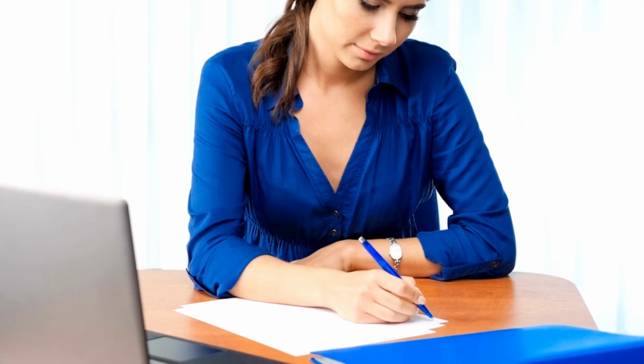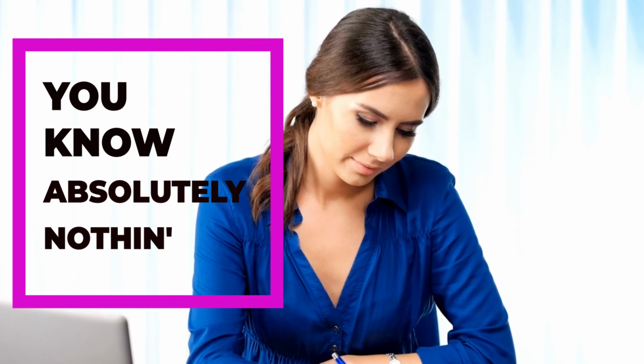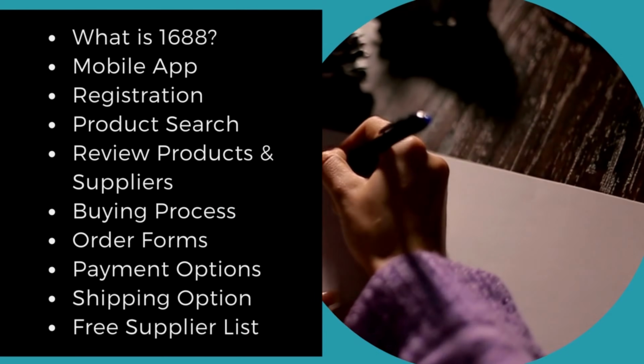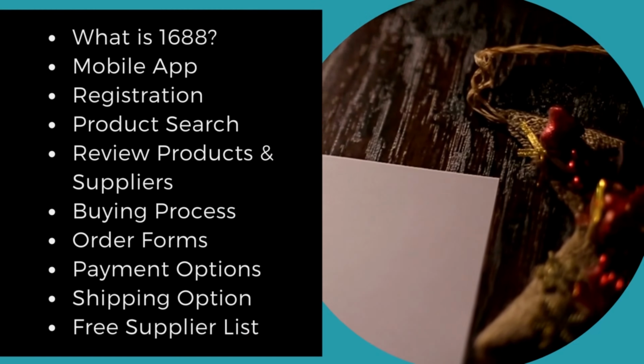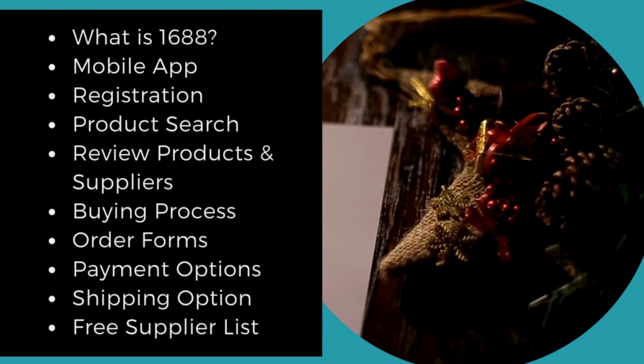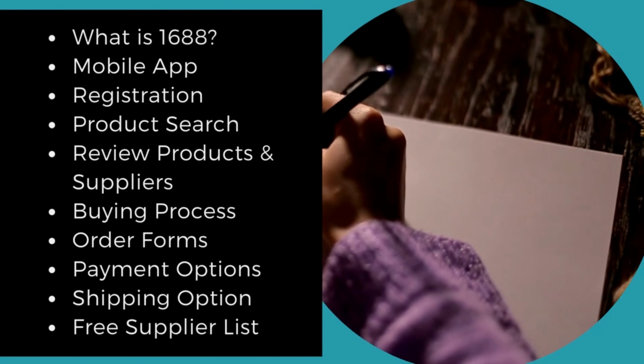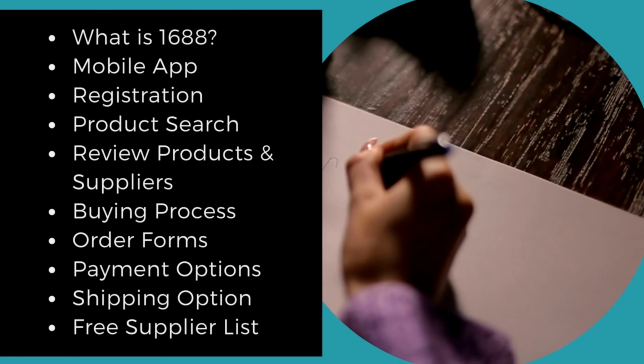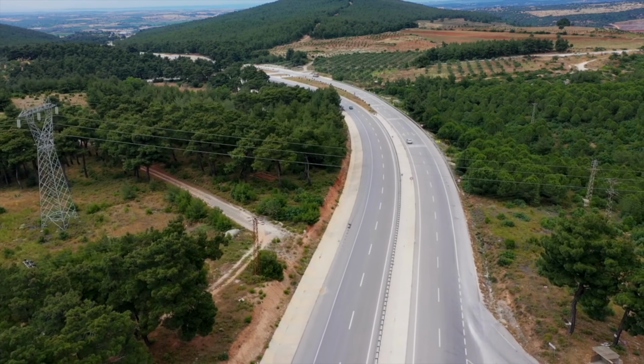This is basically a how-to video, so we're going to assume that you know nothing. We're going to start from the ground up. We're going to talk about what 1688 is all about, how to download the app, how to register on the site, search for good products and suppliers, how to rate products and suppliers, how to complete an order form, and the shipping options that are available to you. Already you can tell that this is going to be a long video, right?